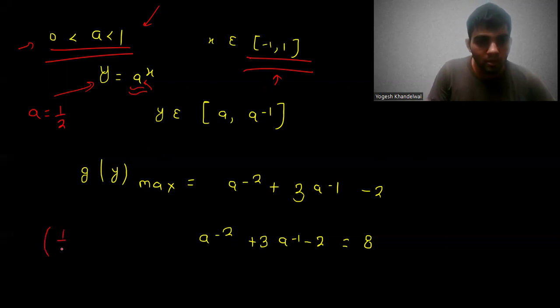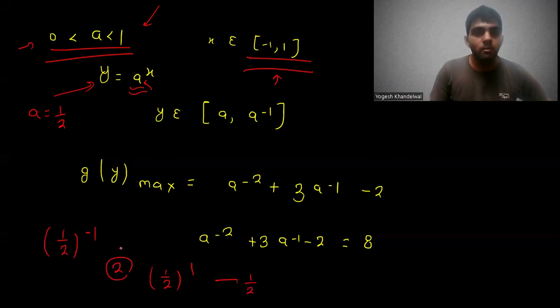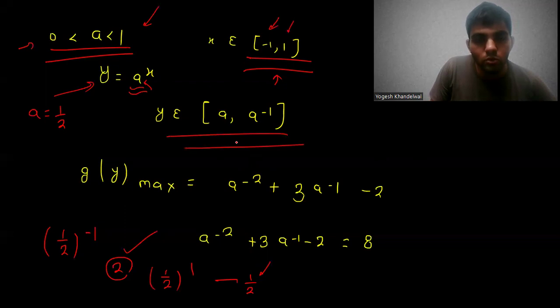So a is half. If I put x is equal to minus 1, then this value becomes 2, and if I put x is equal to 1, then this value becomes half. So the maximum value in this range you find when you put x is equal to minus 1, and the minimum value you find when you put x is equal to 1, so half. So here y belongs to the range a to a raised to minus 1. If you put x is equal to 1, this is the minimum value, and if you put x is equal to minus 1, this is the maximum value.